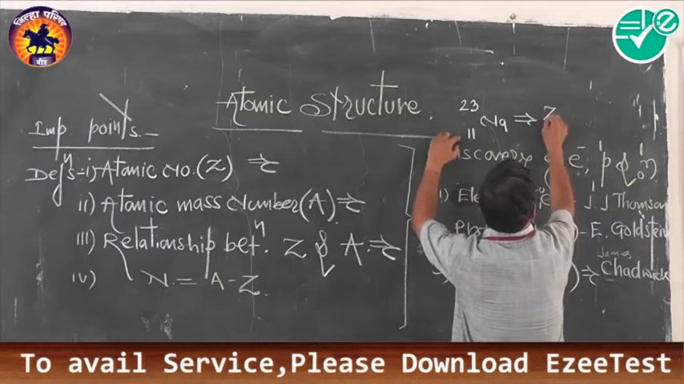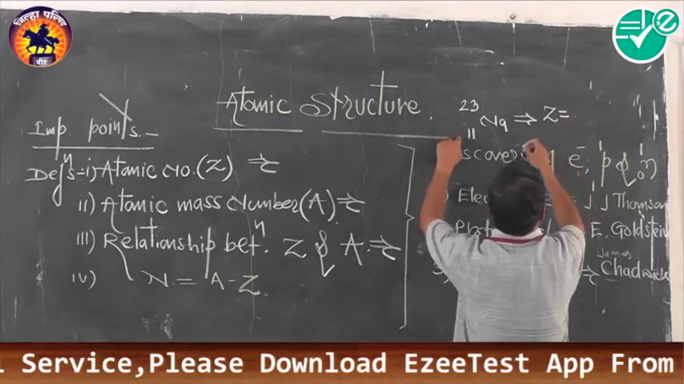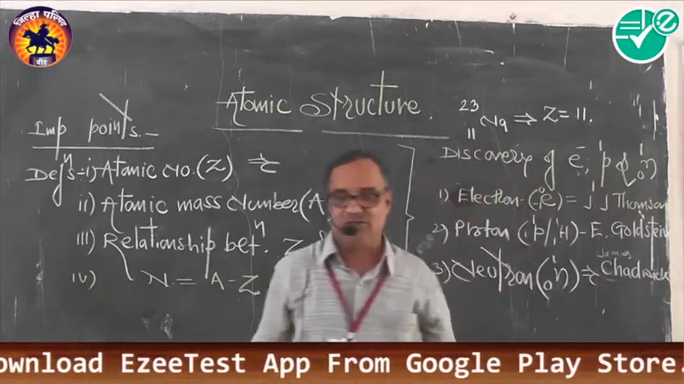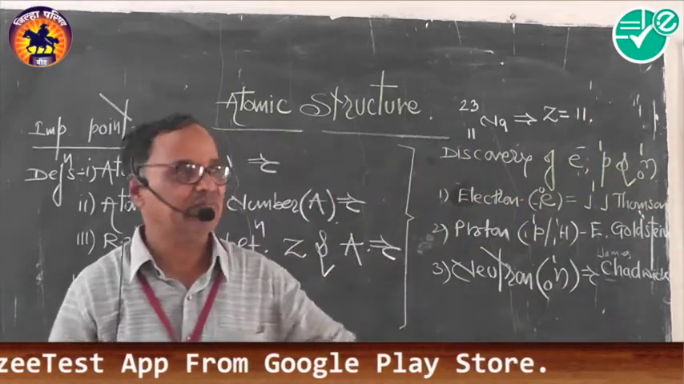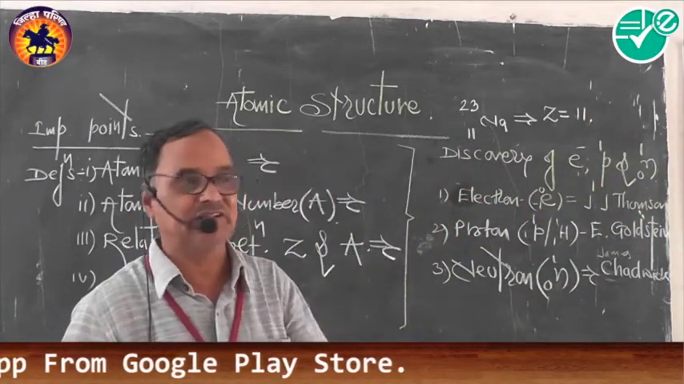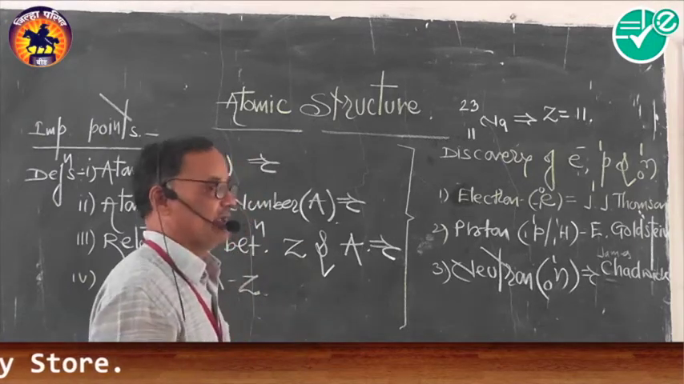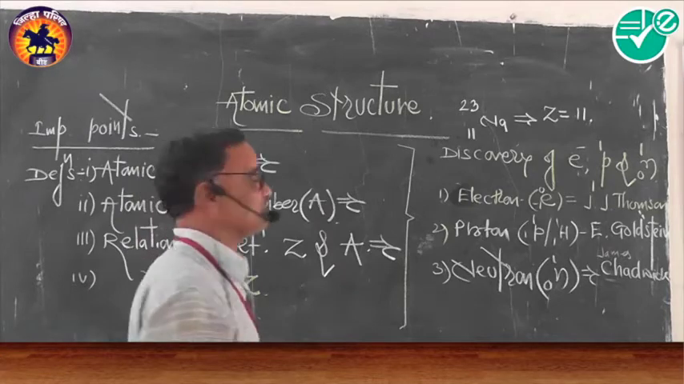So atomic number is represented by Z. It means Z is equal to 11. So the number of protons present in the nucleus of an atom of sodium is equal to 11. Hence sodium has atomic number equal to 11.